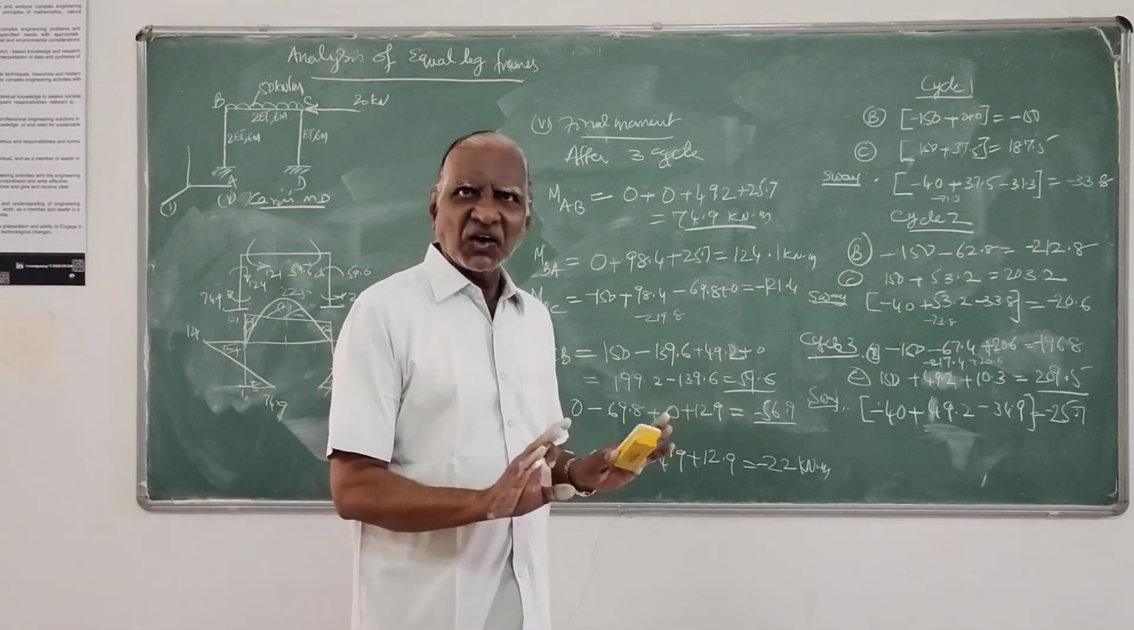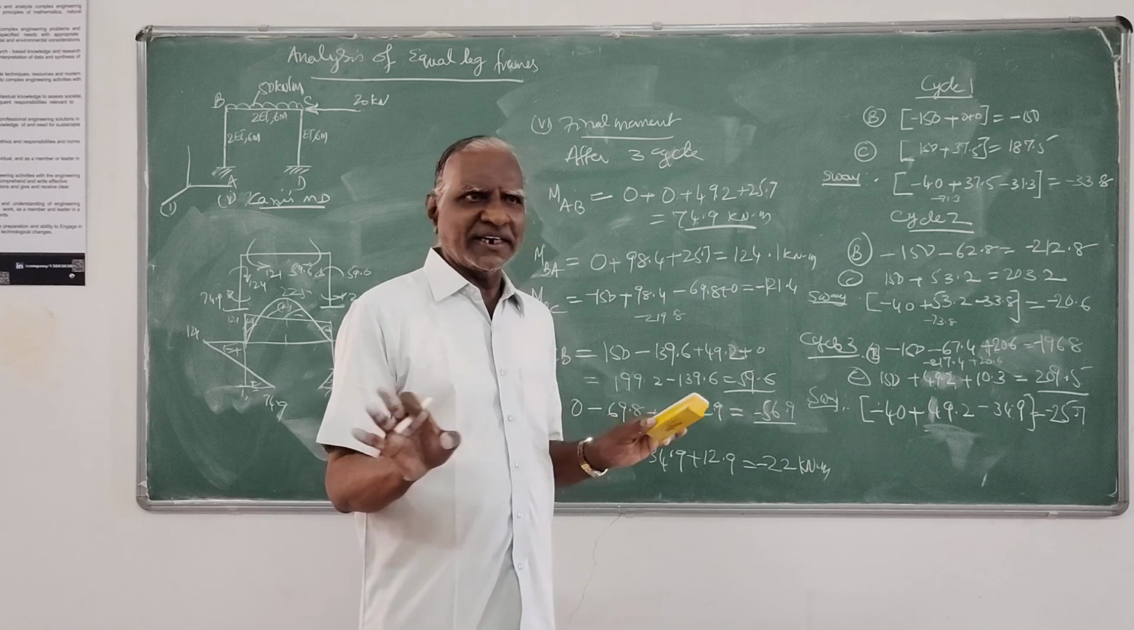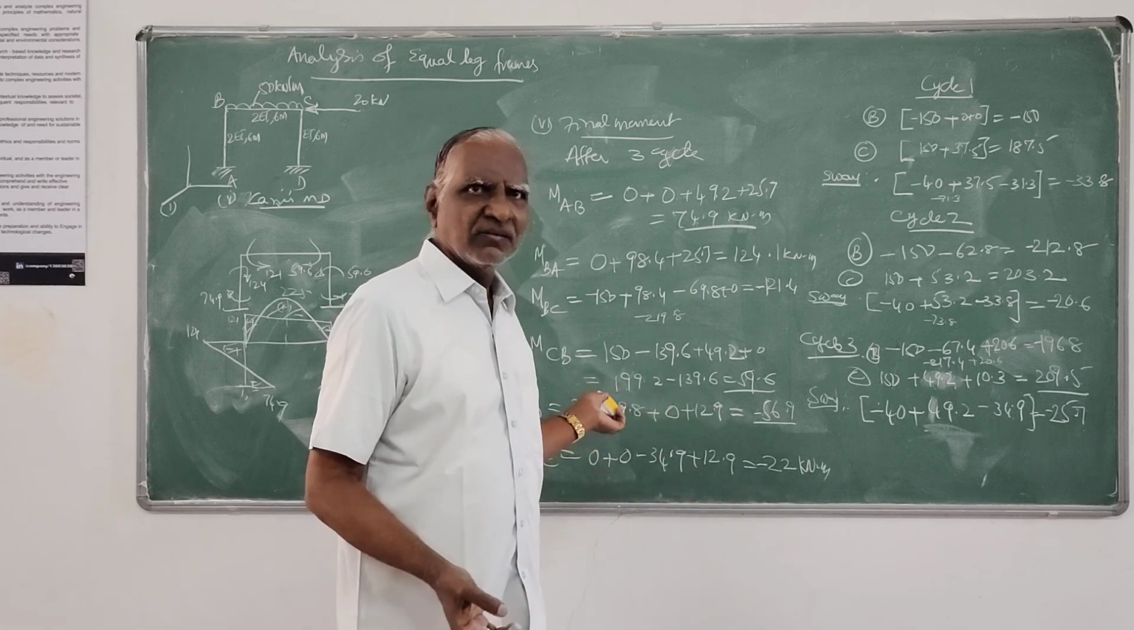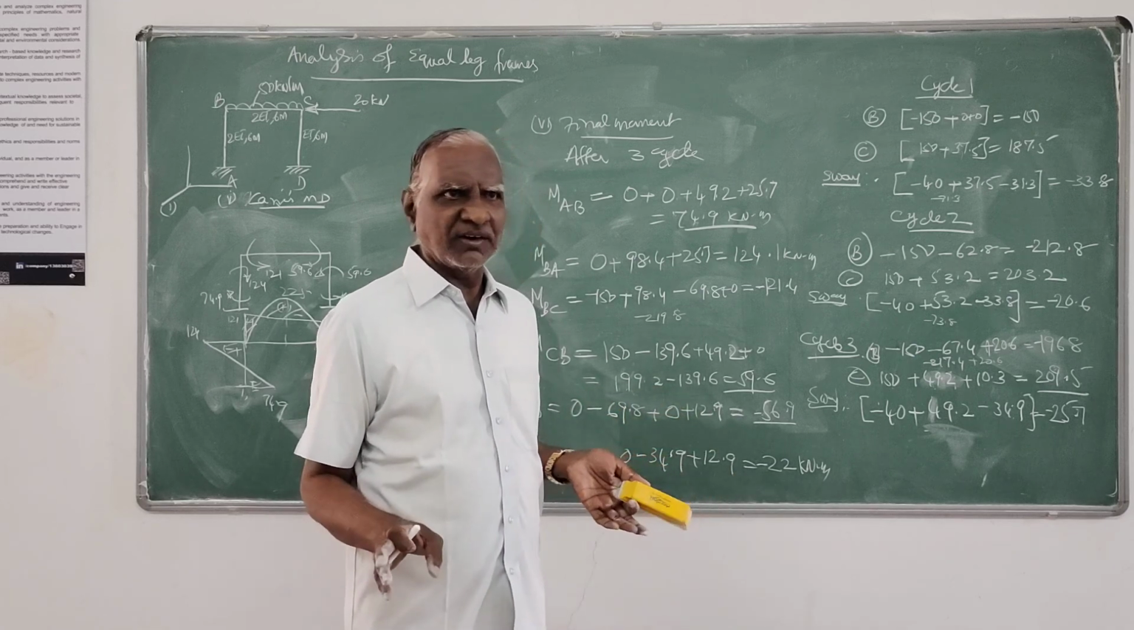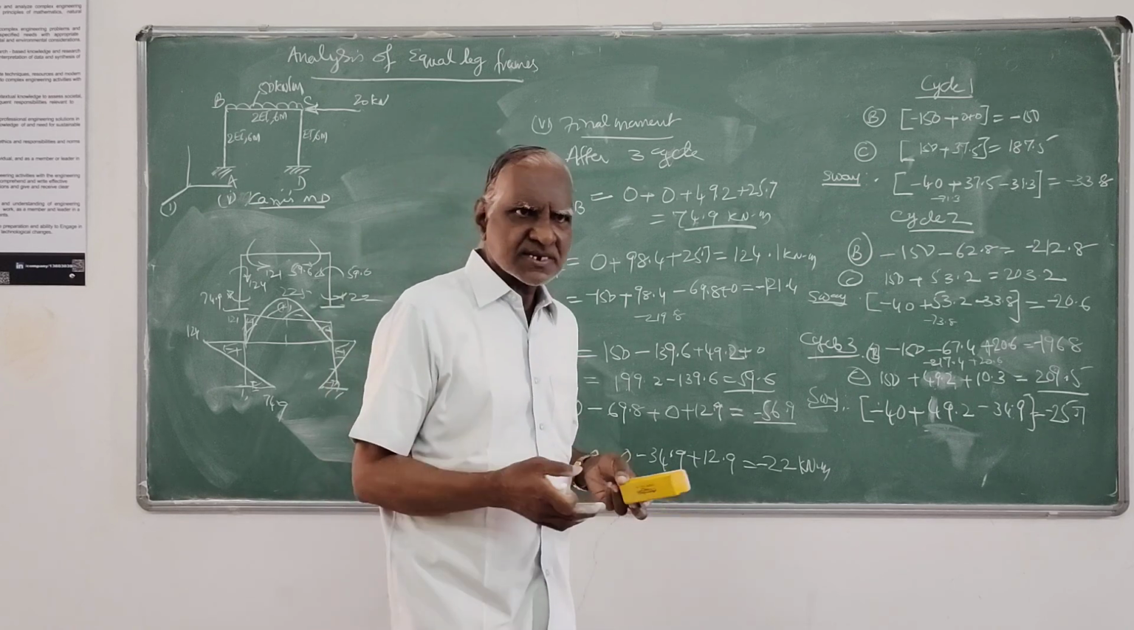So with this Kani's method, we have completed all varieties of problems, about 7 problems we have worked. So all varieties we have done. Next we will take up the matrix stiffness method.